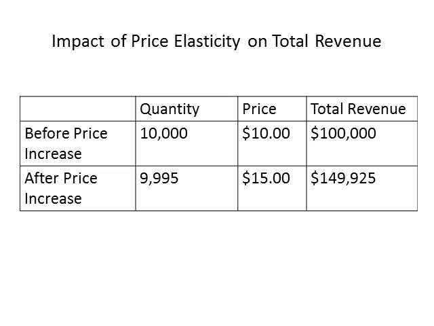The table shows the impact on the firm's revenue. Before the price of the good increases, the firm sold 10,000 goods at $10 per unit. The firm earned $100,000 in total revenue. After the price of the good increases, the firm sold 9,995 units at $15, and the firm earned $149,925 in revenue. The conclusion that can be drawn from this example is that when the firm produces an inelastic good, it can actually increase its total revenue and perhaps its profit by increasing the price of the good.